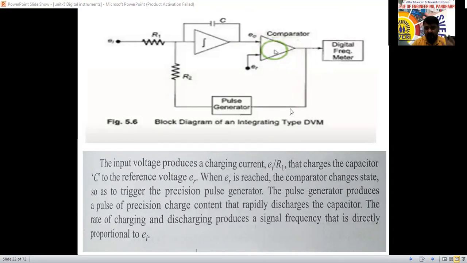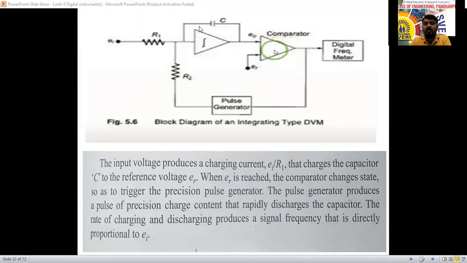During charging, when the voltage across the capacitor equals the reference value, the output E naught equals ER, and it compares these two values. Now, when E naught equals ER, it gives the signal to the pulse generator. This pulse generator will close the gate, so the input gate of this integrator is closed.